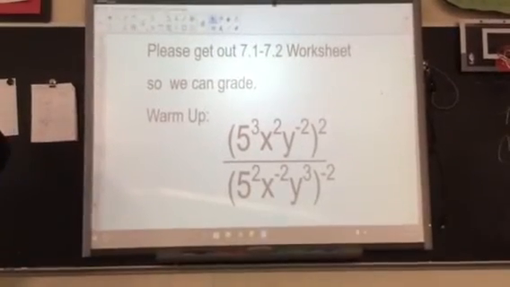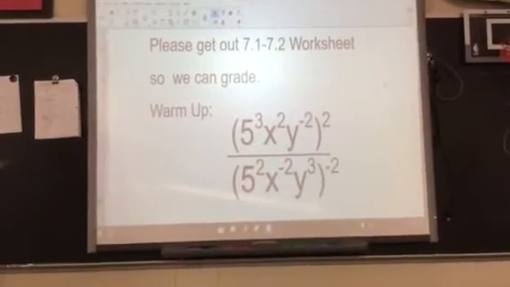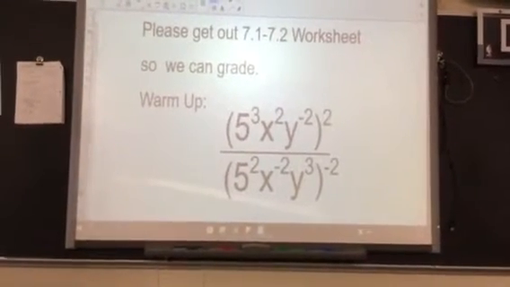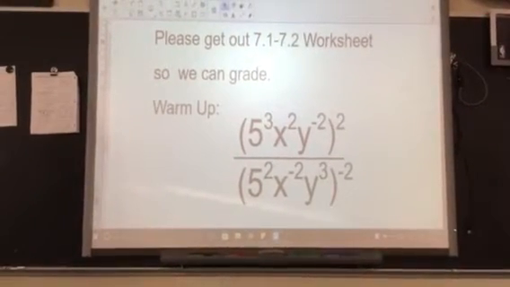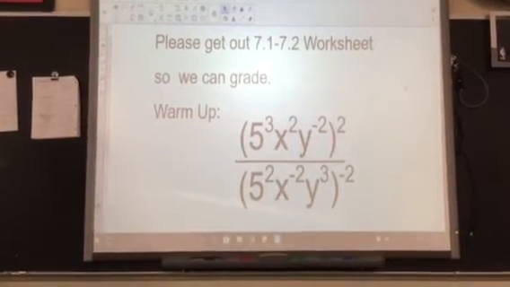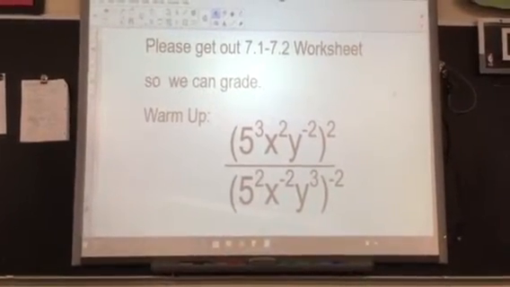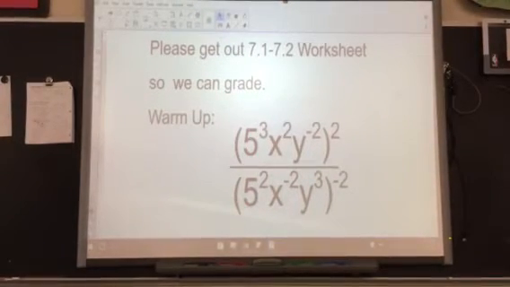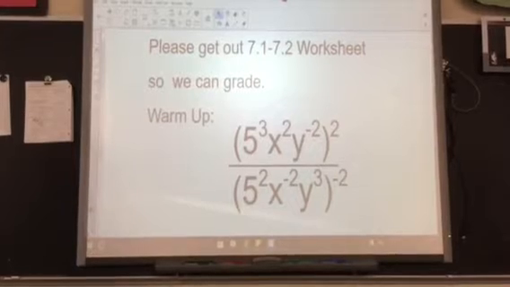Distributed the exponents, and what was your final answer? 5 to the 6th power x to the 4th y to the negative 4th over 5 to the negative 4th, x to the 4th y to the negative 6th. And is that your final answer? No. Okay, so what's your very final answer? Oh, you haven't gotten that far yet? Who's got a final answer for me?